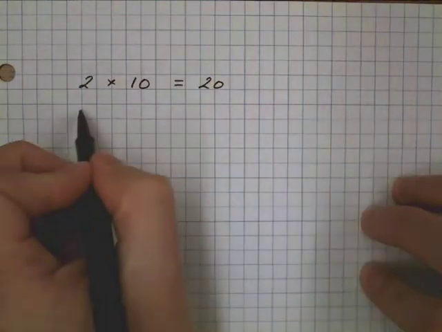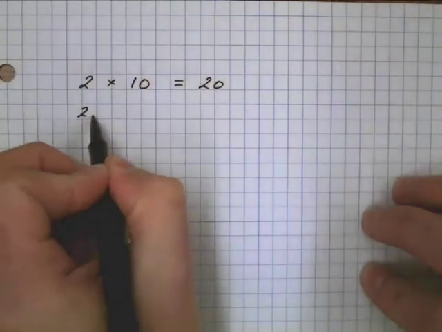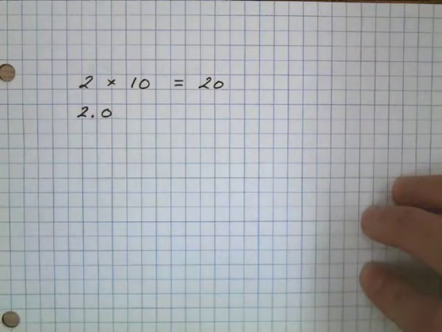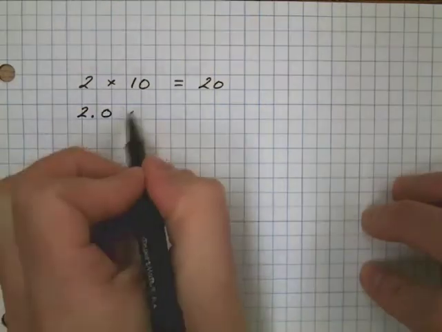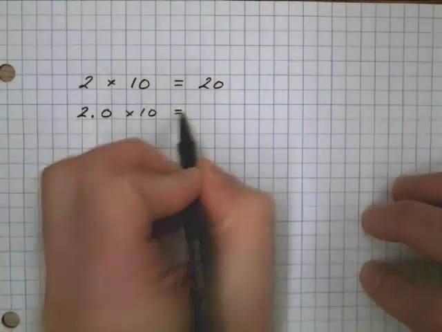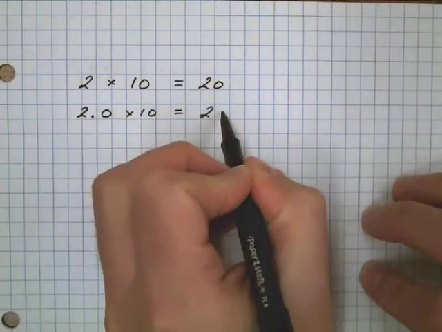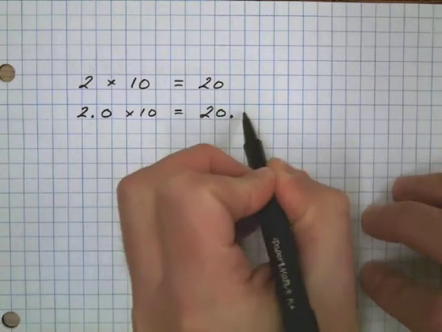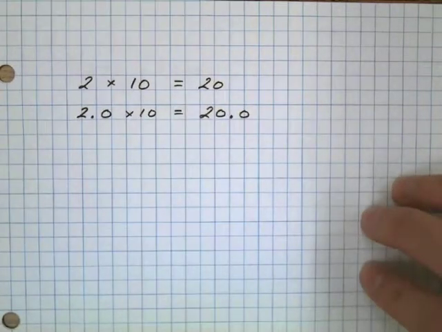Let me write that as 2 wholes and 0 tenths. So I put in a decimal point there. 2 and 0 tenths is the same thing. And I'm multiplying that by 10. And so 2 times 10 is still 20, in this case, with 0 tenths.